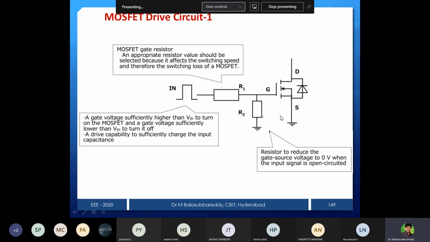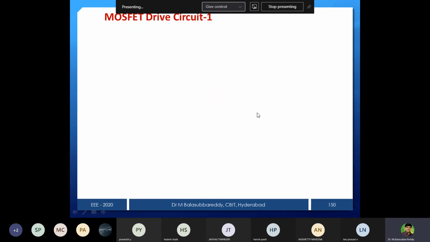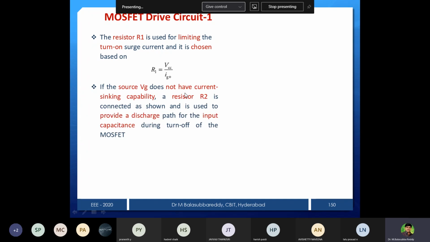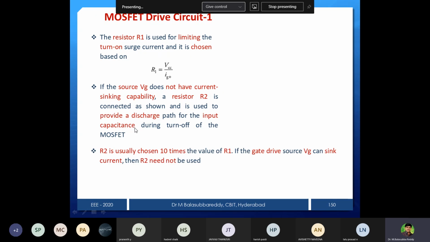But whenever we want to turn on the IGBT, only at that instant do we need to give the gate signal. That's why we have to take care that the voltage potential is maintained at 0 to keep it in the off state. And the resistor R1 is used to limit the turn-on surge current, chosen using the formula I mentioned: R1 is VCC by IG plus. If VG does not have current sinking capability, the resistor R2 is connected in parallel with the device to provide a discharge path for the input capacitance and maintain the off state.